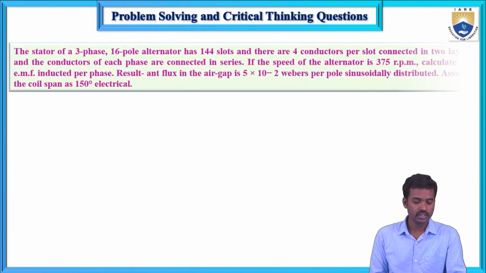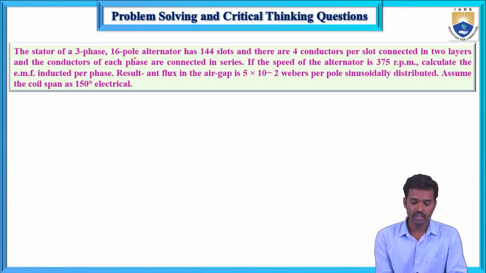Next problem: the stator of a 3-phase 16-pole alternator has 144 slots, and there are 4 conductors per slot connected in 2 layers, and the conductors of each are connected in series. If the speed of the alternator is 375 rpm, calculate the EMF induced per phase, and the flux in the air gap is 5 into 10 power minus 2 webers per pole, sinusoidally distributed. Assume the coil span is 150 electrical.